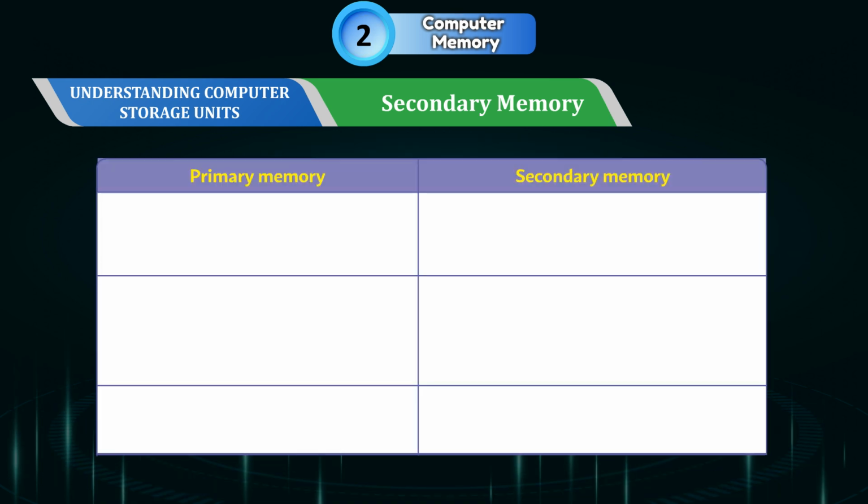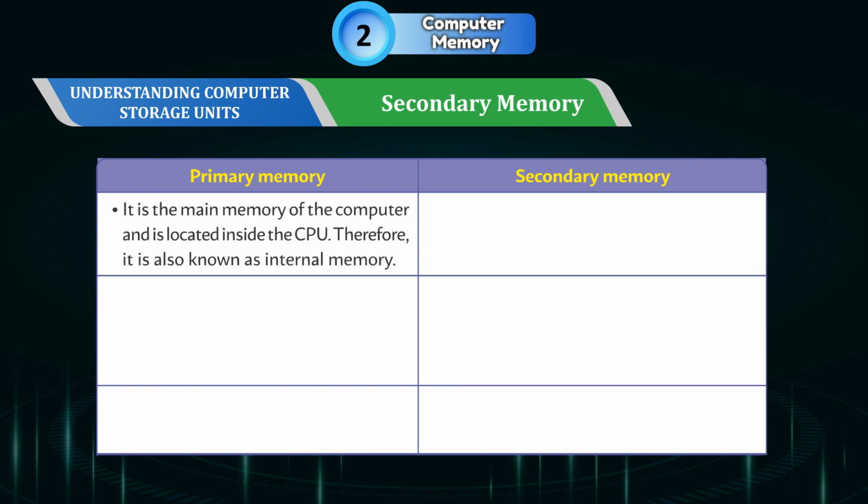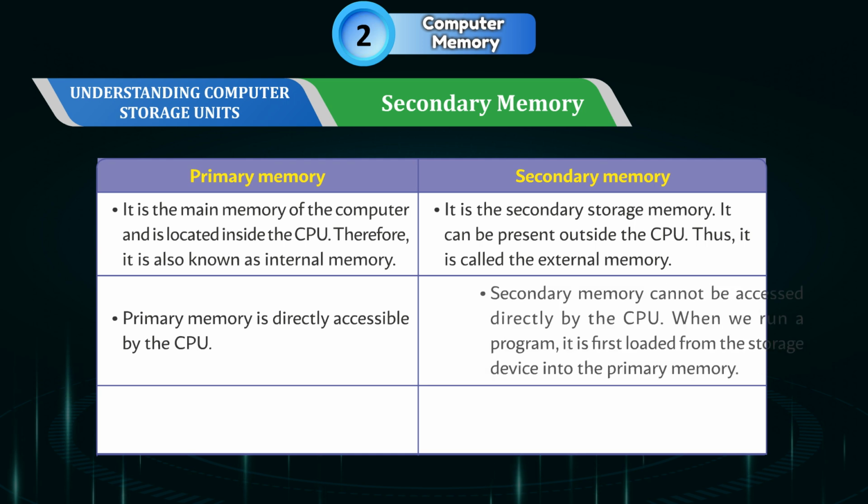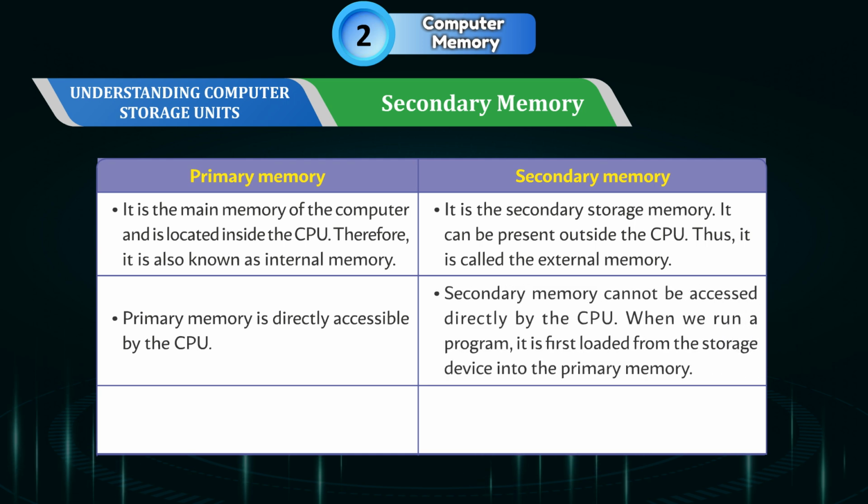Primary memory. Secondary memory. It is the main memory of the computer and is located inside the CPU. Therefore, it is also known as internal memory. It is the secondary storage memory. It can be present outside the CPU. Thus, it is called the external memory. Primary memory is directly accessible by the CPU. Secondary memory cannot be accessed directly by the CPU.